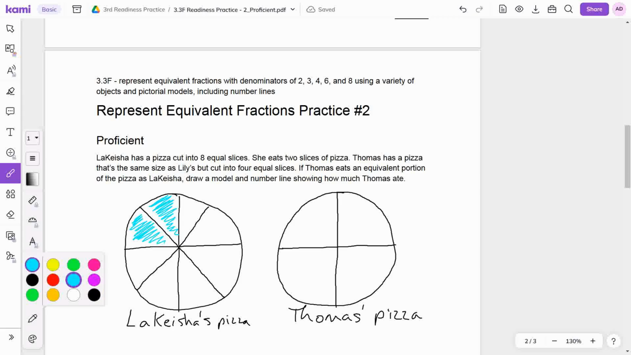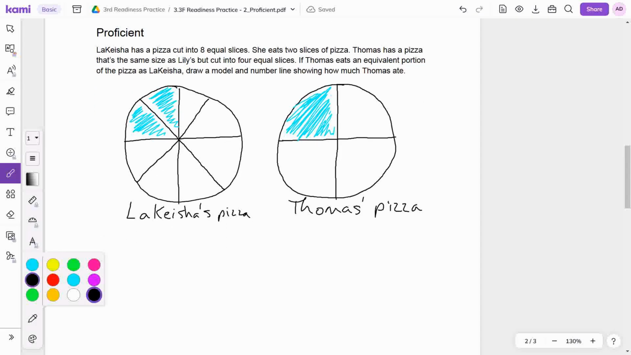Well, you notice how in Lakeisha, I had this top left corner. Watch what I can do here. Hopefully you can visually see it right here. That's that same thing right there. And so I can say Lakeisha has 2/8. Thomas has 1/4. Because really, watch, all I need to do is this. And now I made my 1/4 into 2/8. So that's another way you can check to make sure they're equivalent.